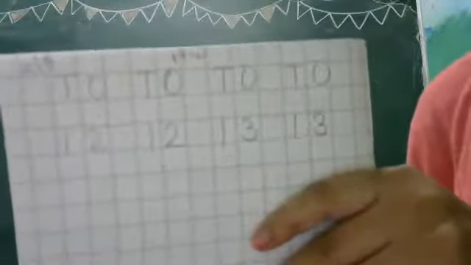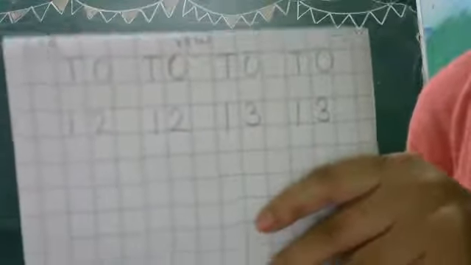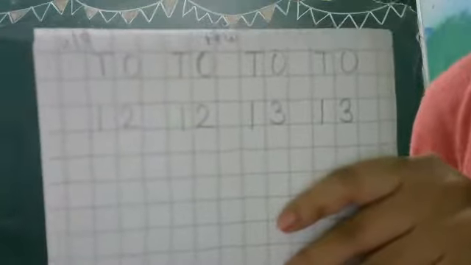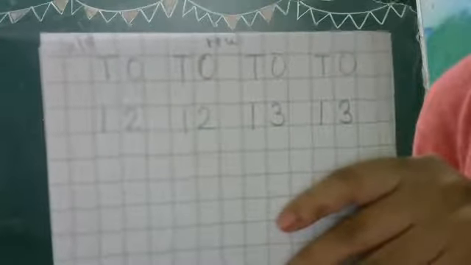Okay, see, as a homework, you have to write 12 and 13 on one page together. Okay? समझ में आया आपको?